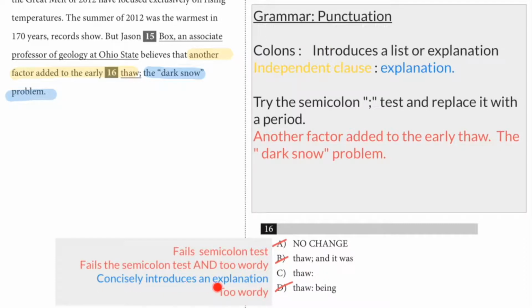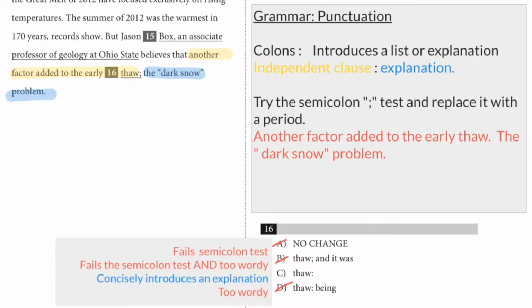It concisely introduces an explanation. Now, you have a colon here in answer choice D, but it's too wordy. You don't need the word being. You can just say the explanation, the dark snow problem. That explains everything. No need for the word being.